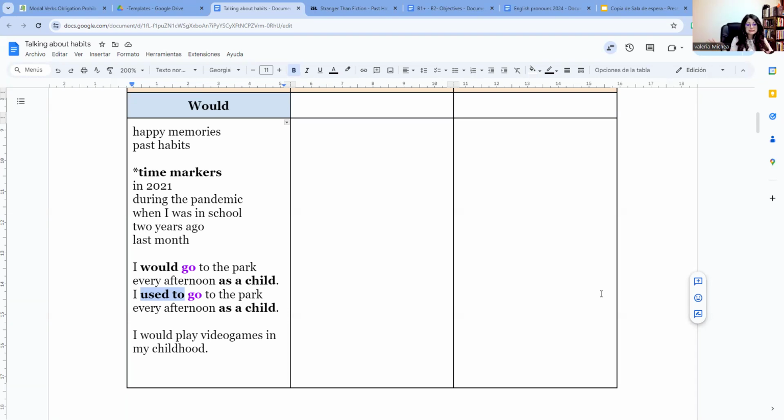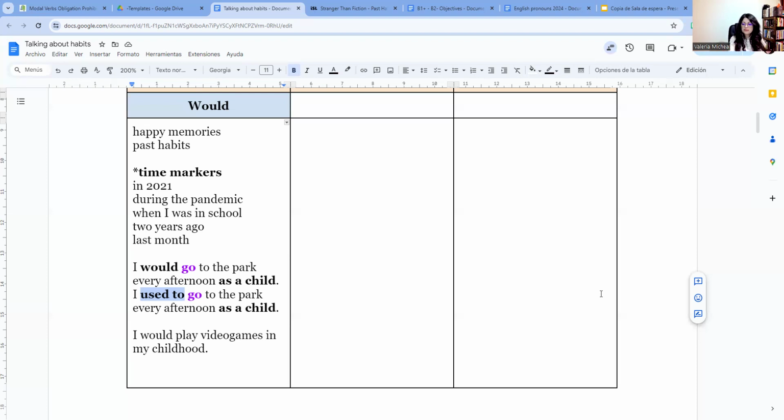Yeah, so other than that, we don't have a difference here. They mean the same, they express the same idea. Used to is more common than would. Would is more related to happy memories, so you would use it especially when you want to share something that you feel happy about, yeah, that you feel happy remembering. Yeah, apart from that, that's what we have. It is what it is.